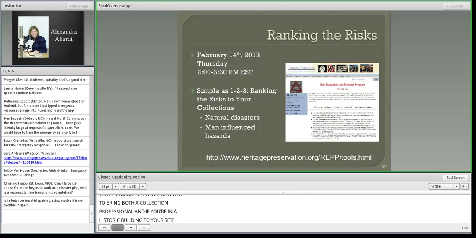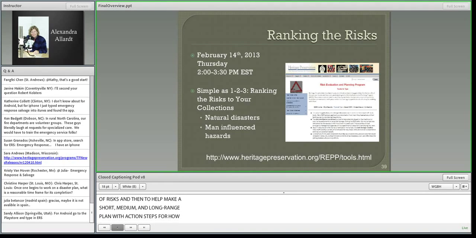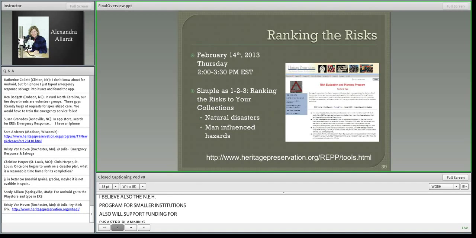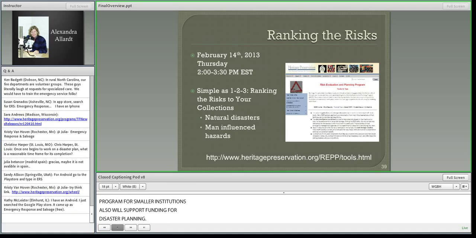I believe also the NEH program for smaller institutions also will support funding for disaster planning. And other than that, I would look at some local resources and see if you have anything that's locally based. I'm not familiar with his area, so I can't help him with that. I only know those things mostly in New England, which is where I'm generally based when it comes to fundraising efforts.